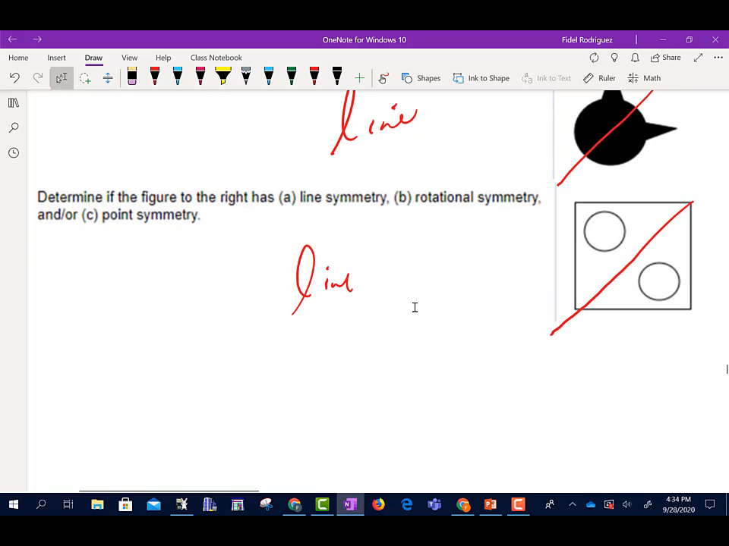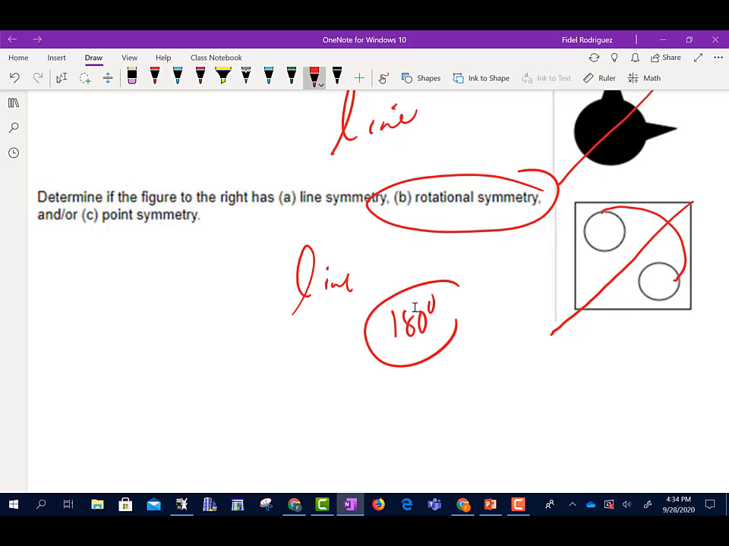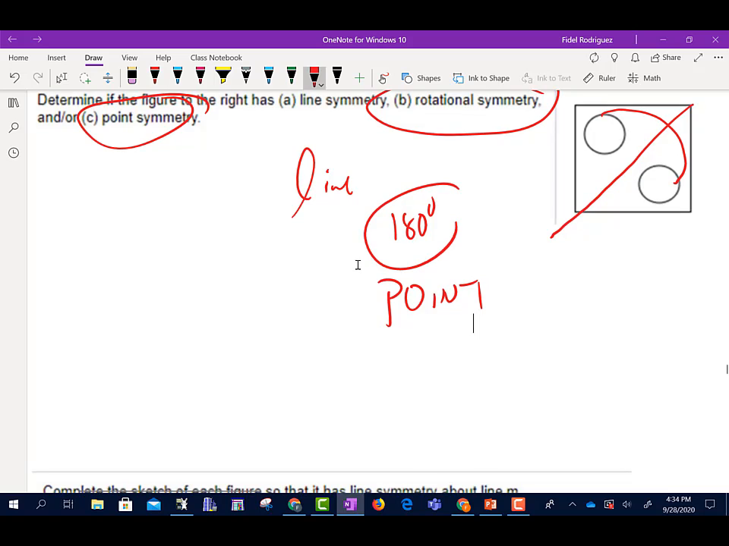So guys, notice this one here. If I were to rotate this, say here, 180 degrees, that would be rotational symmetry, correct? And anything that has rotational symmetry of 180 is also going to have point symmetry. So that one actually has all three.